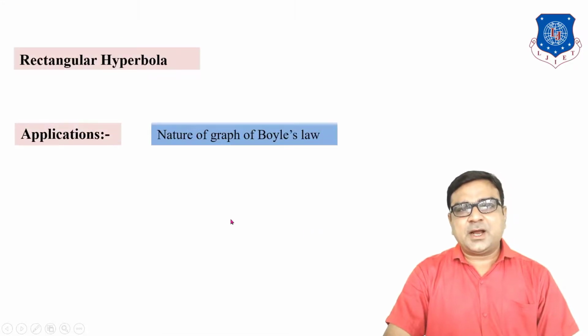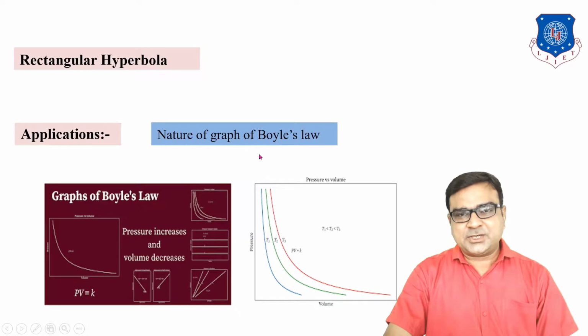Now rectangular hyperbola, the shape of the graph of pressure versus volume for an isothermal process, or in Boyle's law, the curve of pressure versus volume is exactly a hyperbola. So here when pressure is decreased, volume will increase. This path follows the rectangular hyperbola curve.